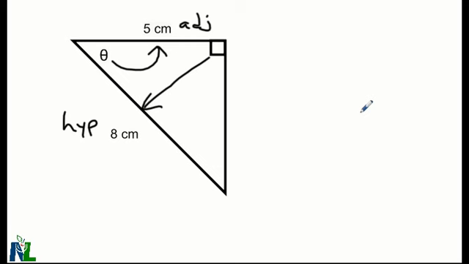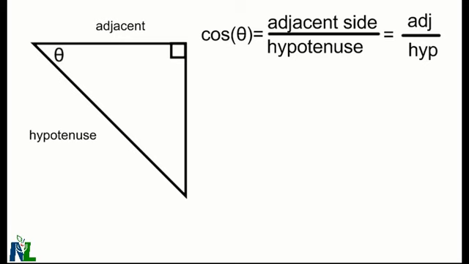And when we look at the triangle, we realize that the first one had adjacent and hypotenuse, and the second one also had adjacent and hypotenuse. And that leads us into the cosine ratio, where the cosine of an angle is equal to the adjacent side divided by the hypotenuse, or in the abbreviated form, ADJ for adjacent over HYP for hypotenuse.